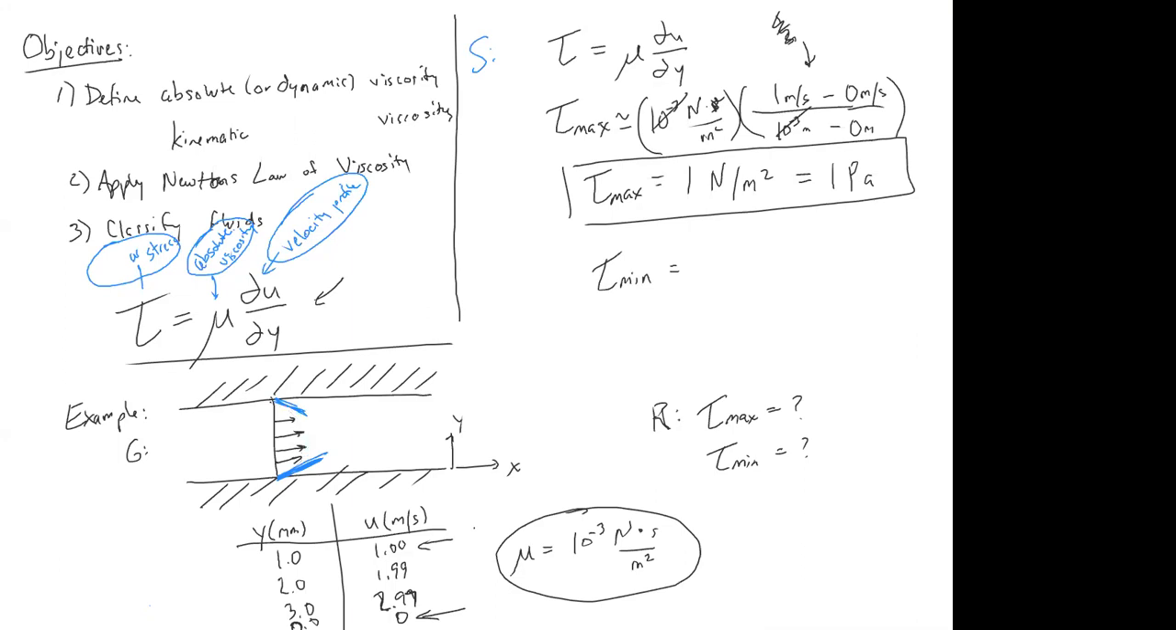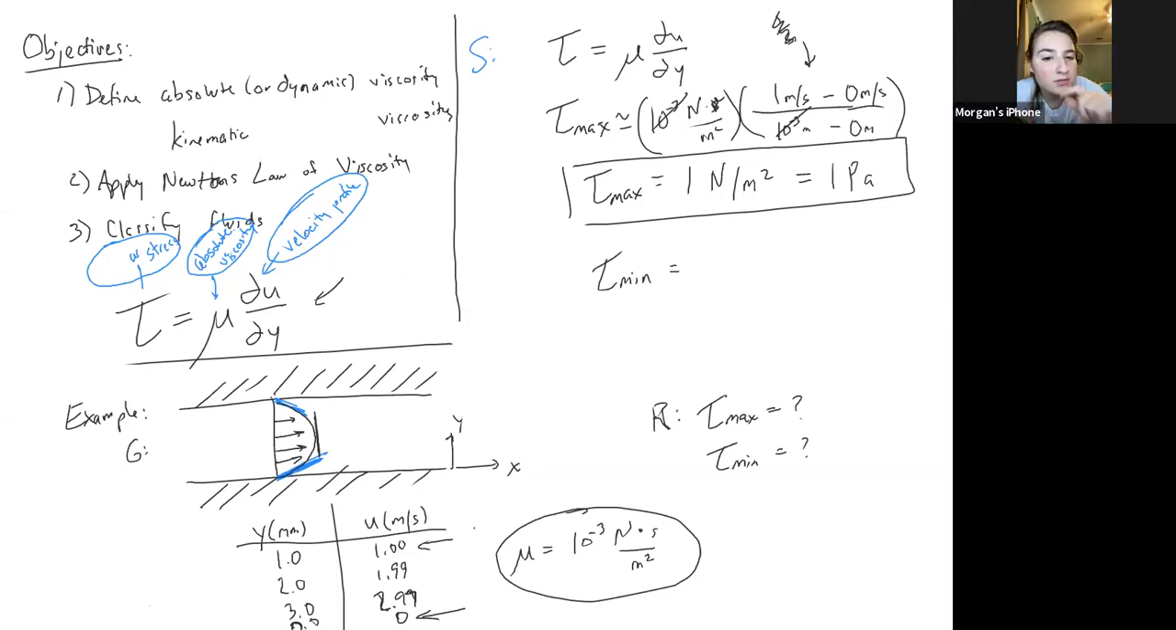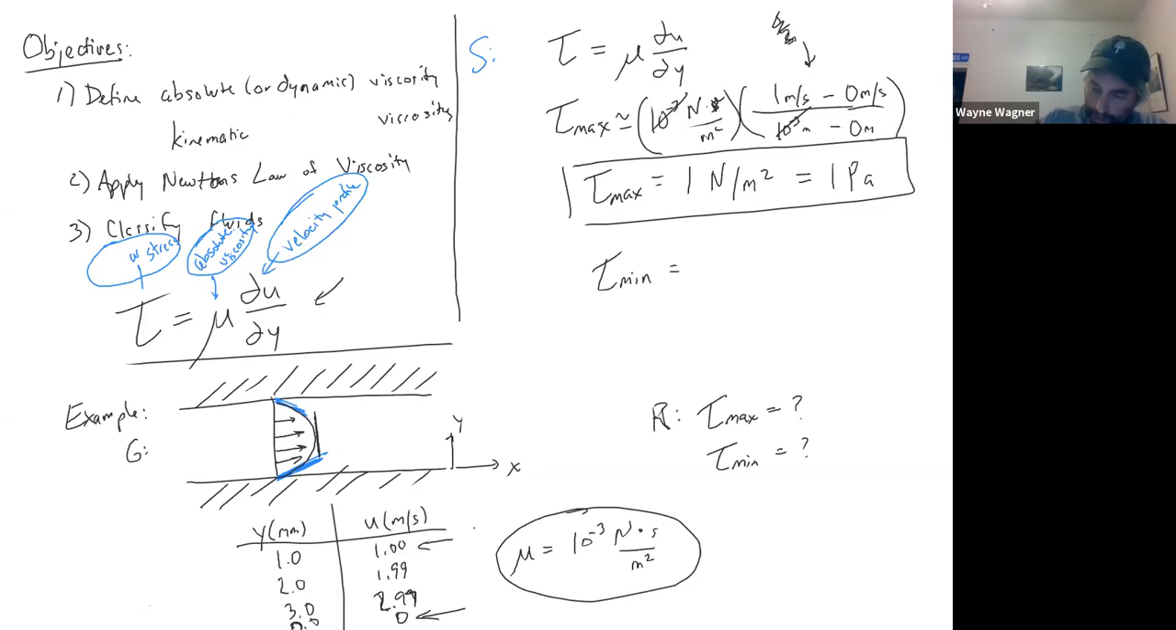Oop, didn't mean to erase it. Anybody? What's du dy right there? 0. So the minimum velocity, this is a trivial question, okay, in this problem. It's not necessarily going to be 0 if the velocity profile doesn't flatten, but if it flattens, you just say it's 0. Okay. Questions?